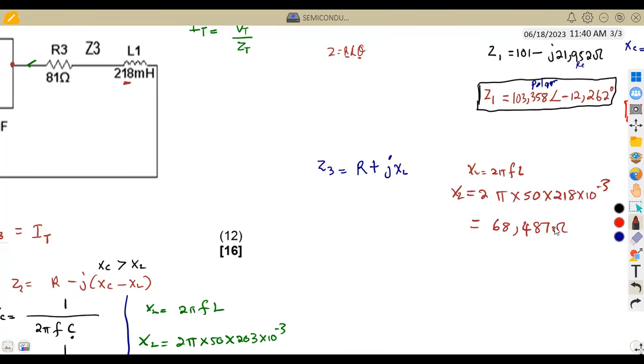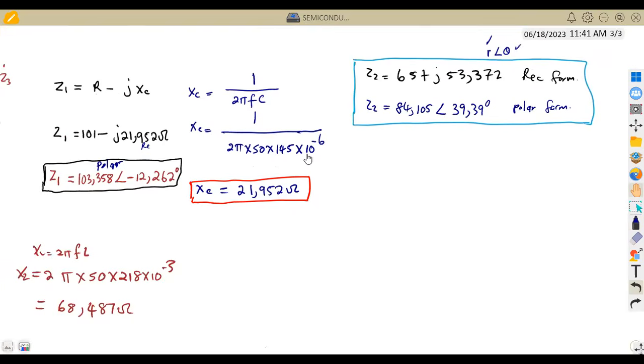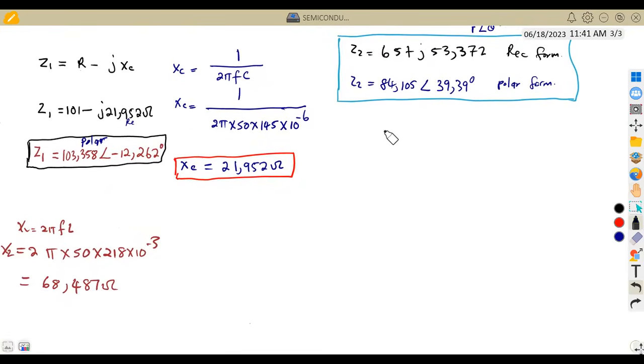So our Z3 is going to be R, our resistance, which is 81, plus J 68.487. This is what we have in rectangular form. All right, so that is our Z3. We're going to take these values so that we can properly see our values together. Let me just write our information for Z3.